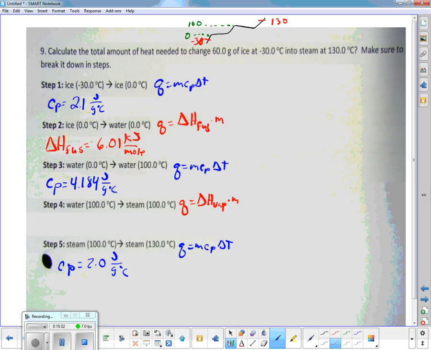And then this one right here, I'm going to do Q equals delta H of vaporization times the mass. And I do know that delta H of vaporization, and I'm going from memory because we tried to look it up last period, I think it's 40.3. I know it's 40 point something kilojoules per mole. We're just going to use that so we can do the calculation.